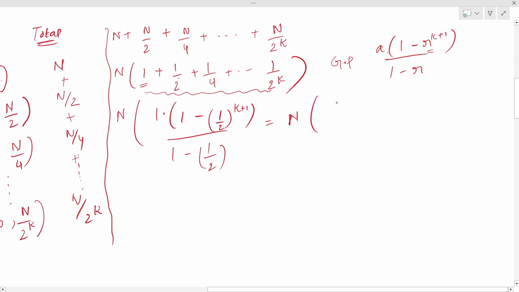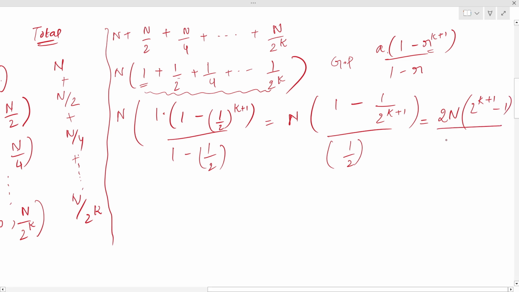n into 1 minus 1 power k plus 1 is 1 itself, because 1 power anything is 1, and here 2 power k plus 1, divided by 1 minus 1 by 2, which is 1 by 2 itself, right? So this 2 comes up: 2n into 2 power k plus 1 minus 1 divided by 2 power k plus 1. So this is the final thing, right?